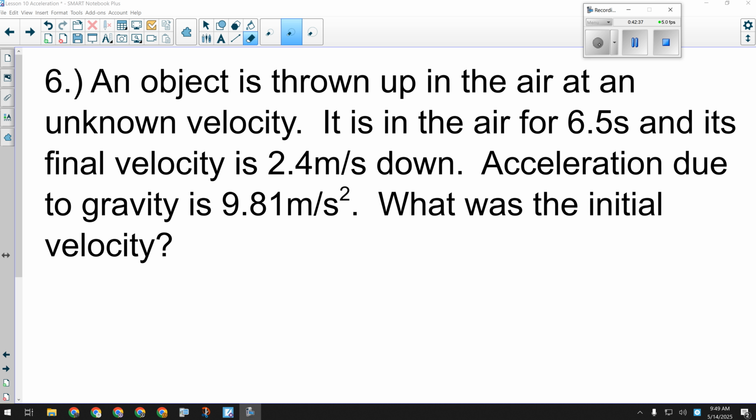All right. So you have an object thrown up in the air at an unknown velocity. So that would be the initial velocity that is unknown. It is in the air for 6.5 seconds. What did they give me there? Time.